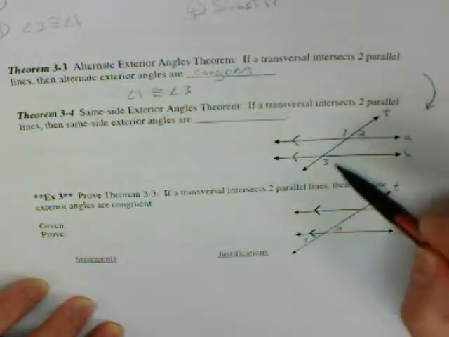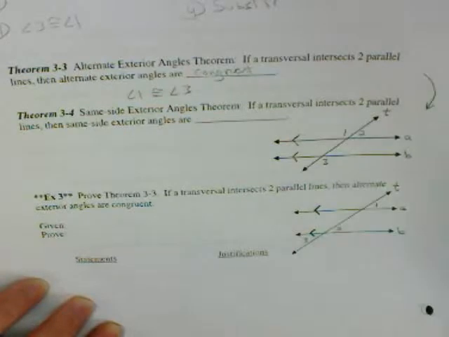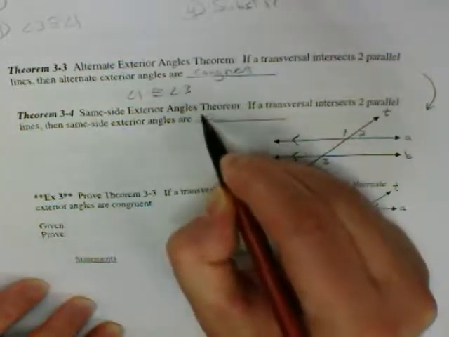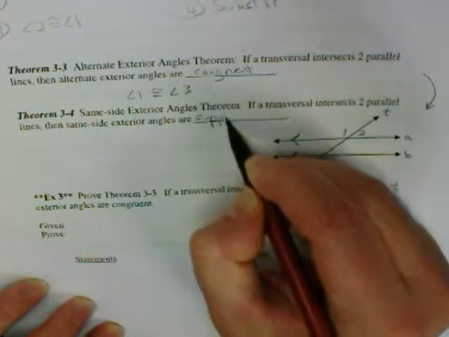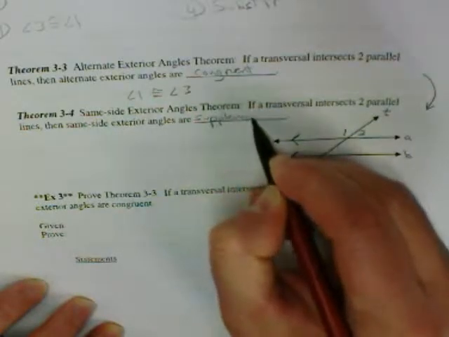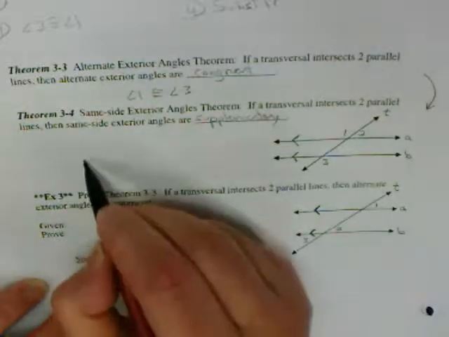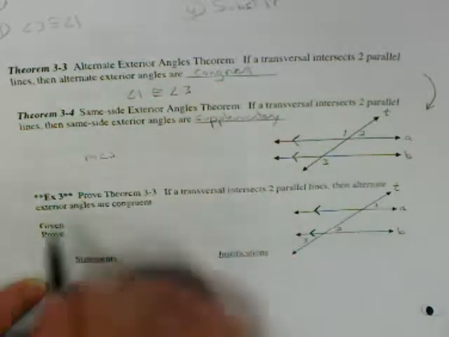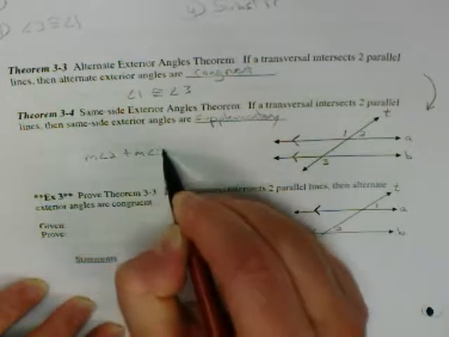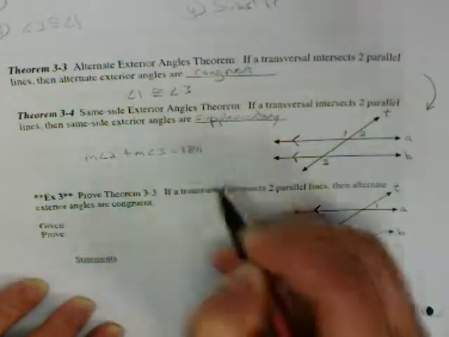And it turns out the relationship between those two angles is that they are supplementary. So that's our word for there: supplementary. So looking at our diagram, we can tell that the measure of angle 2 plus the measure of angle 3 is 180.